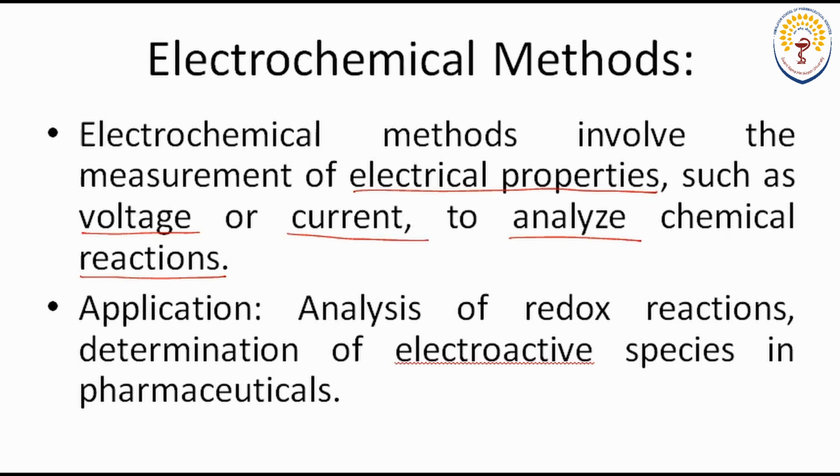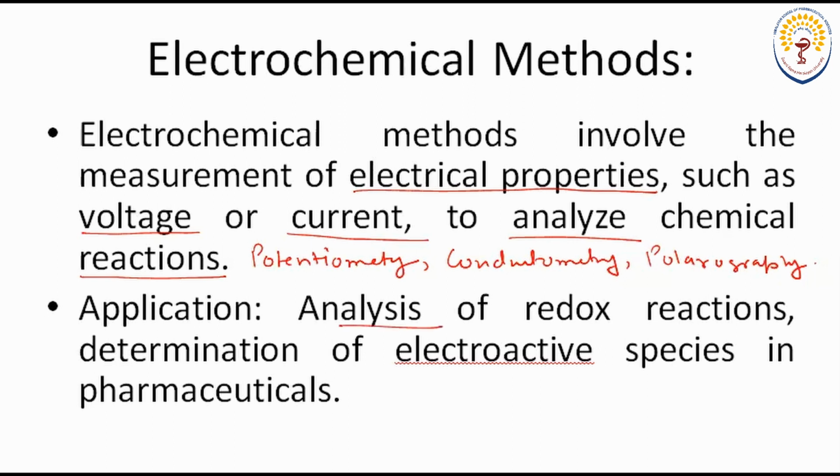The examples of these techniques can be potentiometry. In potentiometry we are dealing with the voltage, and in conductometry we are dealing with the conductivity or the electric current, and in polarography we are also using electrical current. So these are different electrochemical methods. Now the application is we can analyze the redox reaction by this electrochemical method. We can determine the electroactive species in the pharmaceuticals.